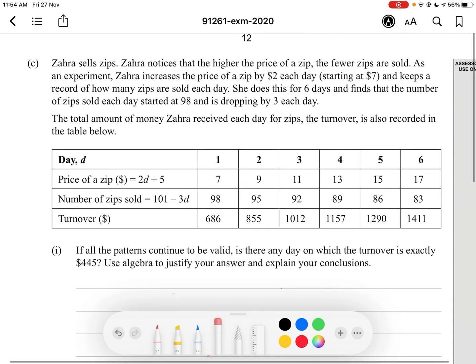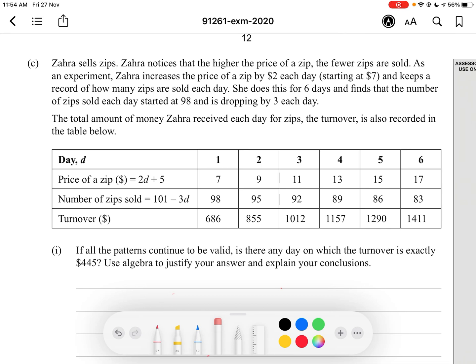Okay, so Zara sells zips. Zara notices that the higher the price of a zip, the fewer zips are sold. So that's some economics there. As an experiment, Zara increases the price of a zip by $2 each day, starting at $7, and keeps a record of how many zips are sold each day.